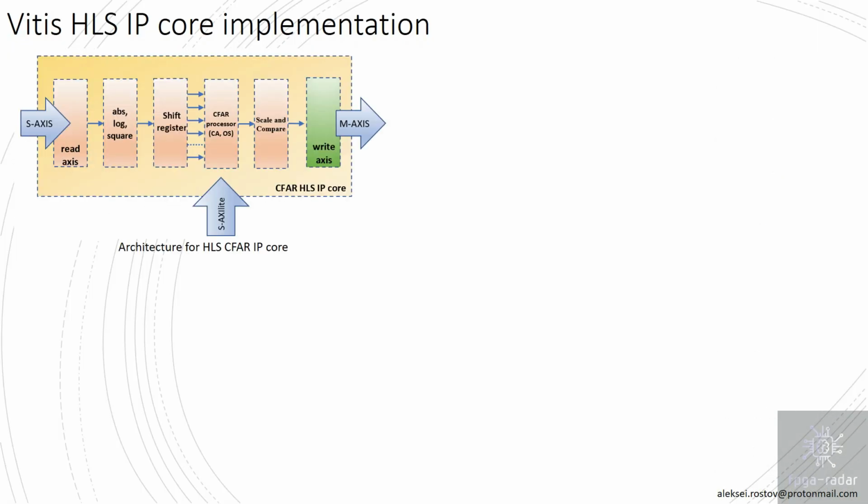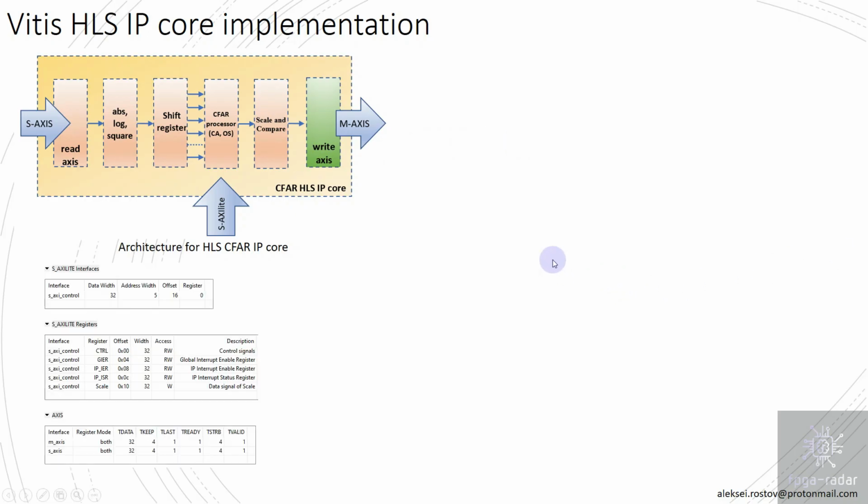So let's turn to the architecture for the high-level synthesis CFAR IP core implementation. The IP core consists of several sub-modules, sub-blocks. This is a sub-block for reading and writing data to and from the AXI stream interface. This is a detector. Absolute value, square, or log detector can also be implemented. In my implementation, I'm using a square detector, a shift register, and a CFAR processor. The CFAR processor, depending on implementation, can be either cell averaging or Ordered-Statistic. Then there is a scale and compare sub-module, where the scale factor is provided using the AXI Lite interface.